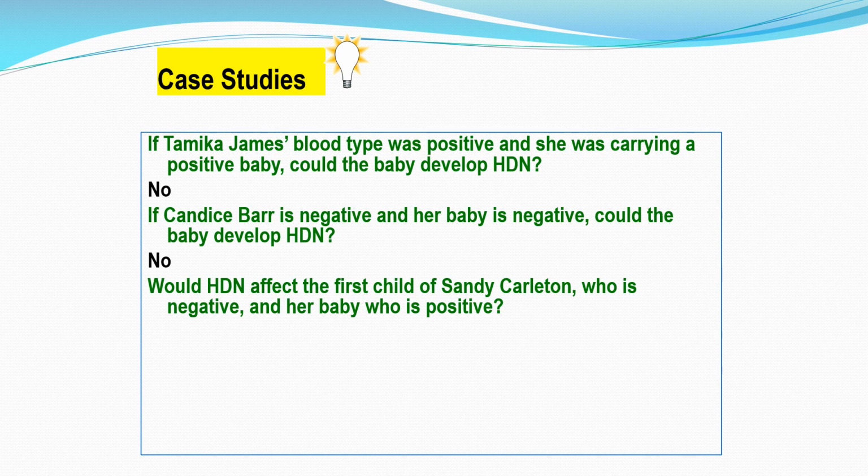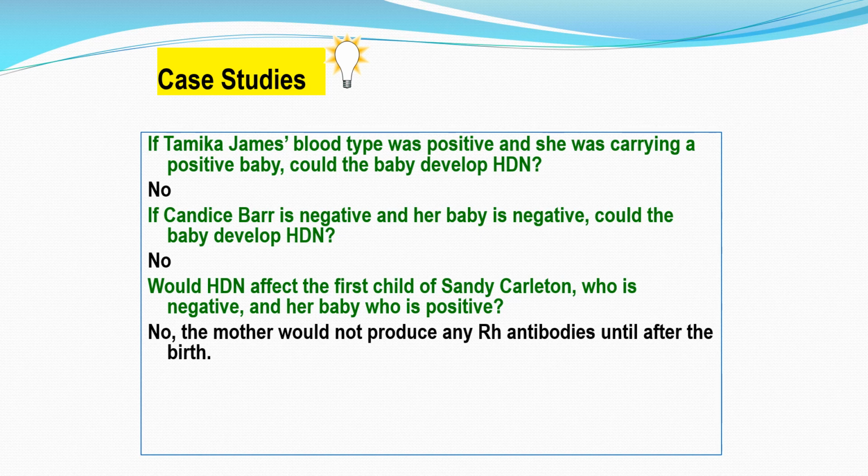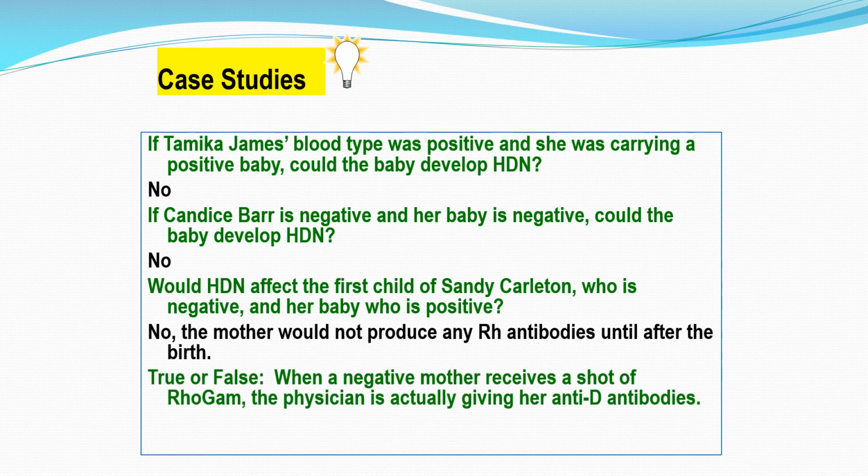Would hemolytic disease of the newborn affect the first child of Sandy Carlton, who is negative, and her baby, who is positive? No, because the mother would not produce any Rh antibody until after the birth, because at birth is when there's the mixing of the blood, and then she develops the Rh antibody. So it will not affect the first child. True or false, when a negative mother receives a shot of RhoGAM, the physician is actually giving her anti-D antibodies. That's true. That is what's happening.